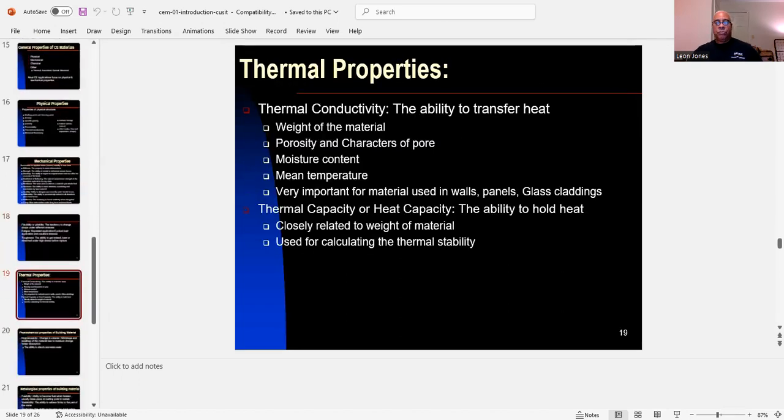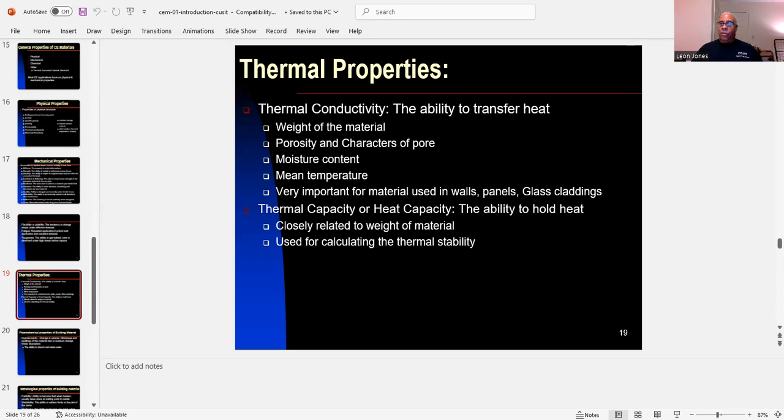Thermal properties. Well, you have your thermal conductivity, the ability to transfer heat. Under the ability to transfer heat, we have porosity, character of pores, moisture content, weight of the material, mean temperature. Very important for material used in walls, panels, and glass claddings. And we have your thermal capacity or heat capacity.